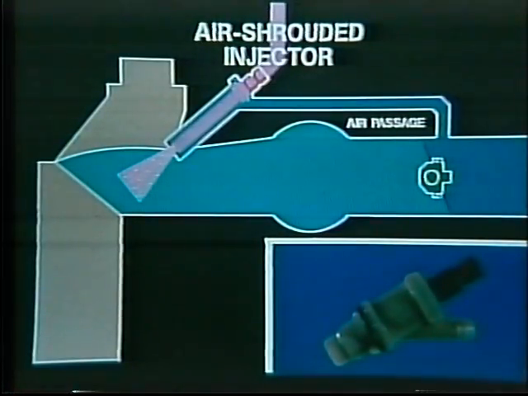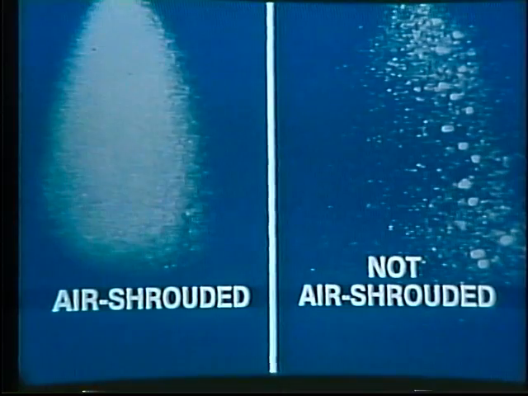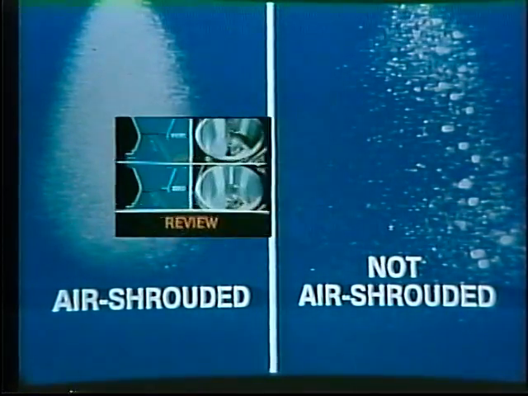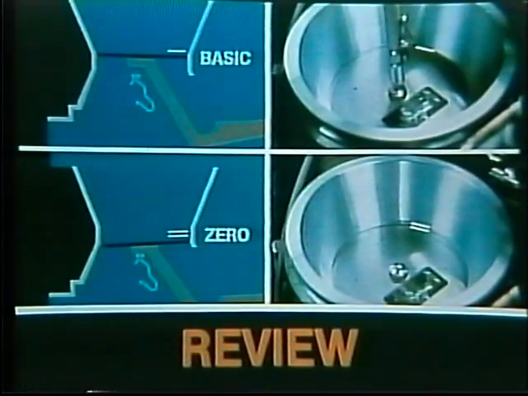In some cars, you'll find air-shrouded injectors. Through an air passage from upstream of the throttle, air is drawn in around the injection spray through the plastic insert. Air-shrouded injectors atomize the fuel better, improving economy and emissions at idle. Also, air-shrouded injectors stay cooler. You may stop now to review the air system, also the fuel system.